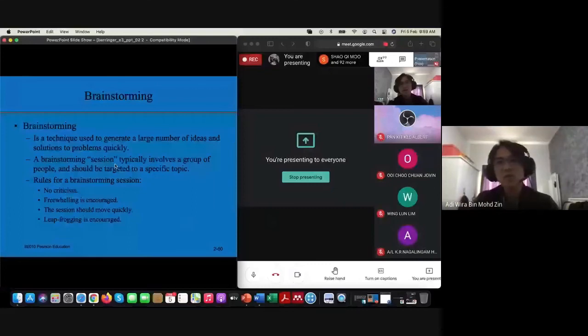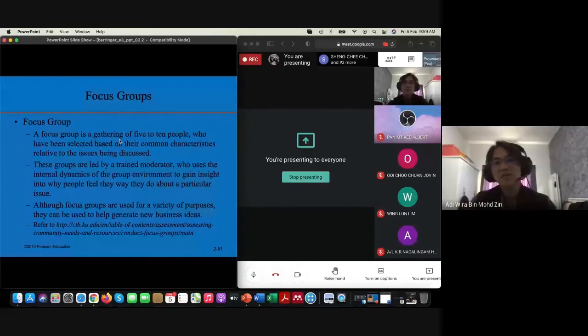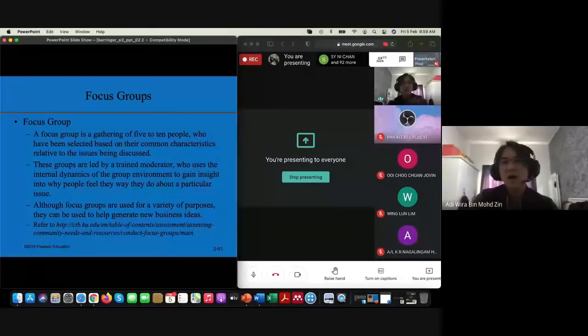The focus group is much more formal. It consists of about 5 to 10 people, sometimes up to 20, led by trained moderators, and usually held in a proper place, like a lab or a room, for the participants to discuss. The participants commonly have the same interest in a product or service, and they discuss among each other how to improve it. You can refer to these notes for much more detail.